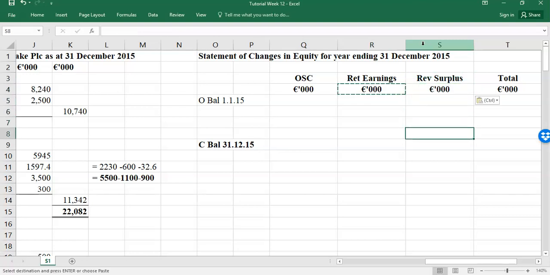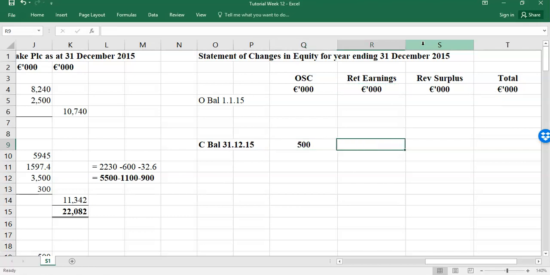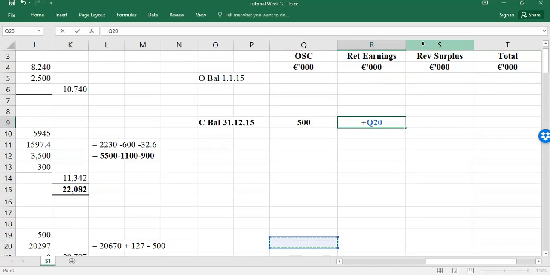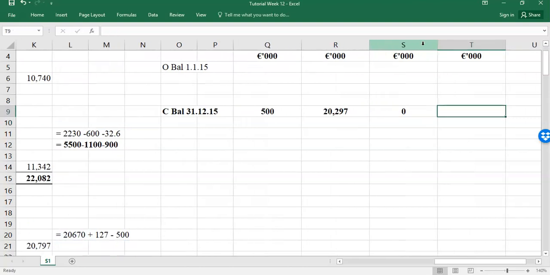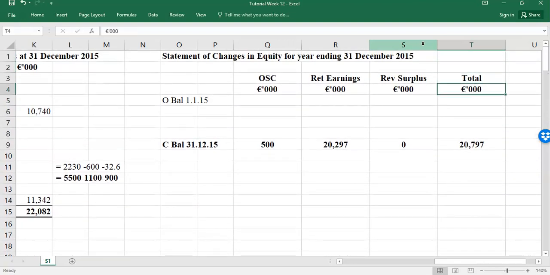So your closing balances at the end of the year. Here you're going to put in 500. Your closing balance for retained earnings, we'll just take it from below, 20297. And your closing balance for reval surplus, which is getting you a mark, is nil. Even if it's nil, you have to show how it got to nil over the year.